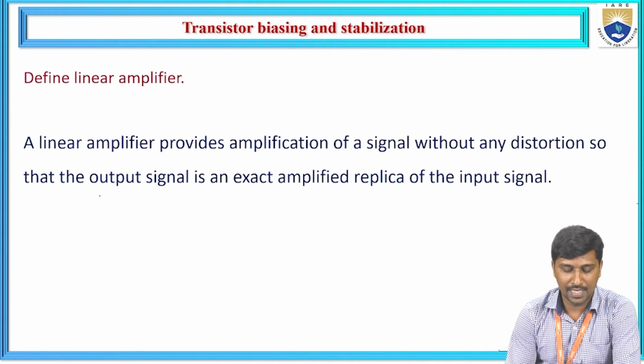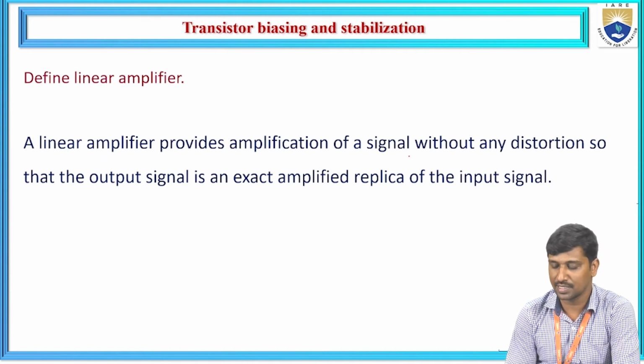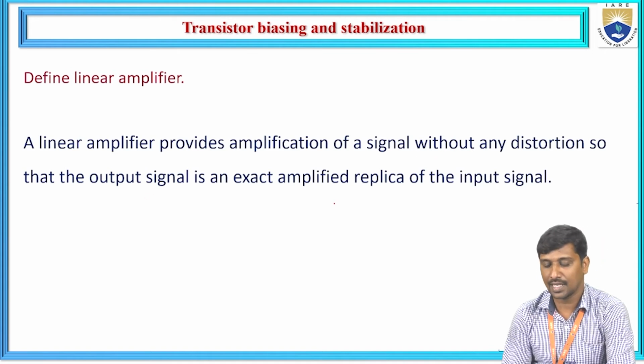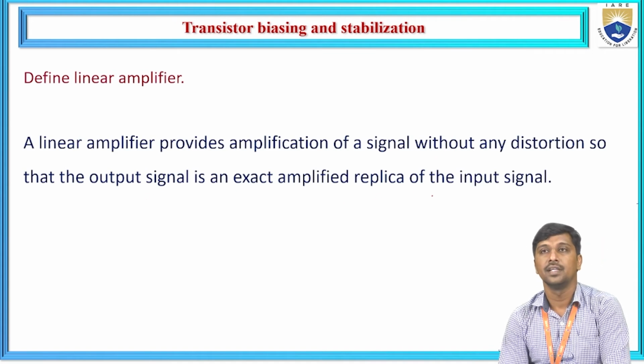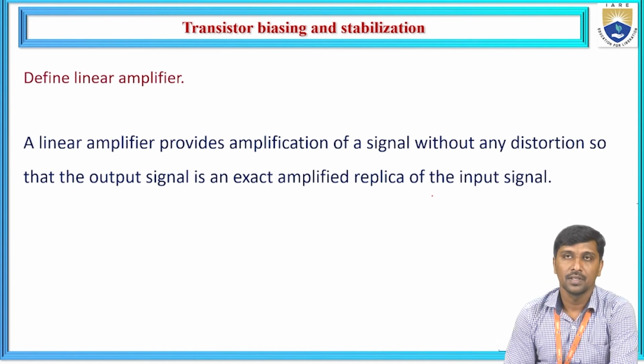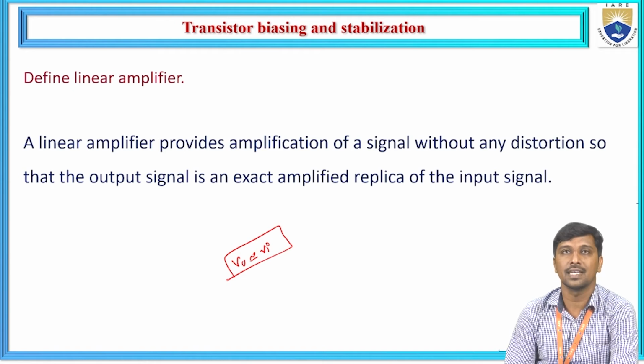Now define linear amplifier. A linear amplifier provides amplification of a signal without any distortion, so that the output signal is an exact amplified replica of the input signal. In most cases, an amplifier means generating the output signal without distorting the input signal. So at this point, Vo is approximately equal to the given input signal. That type of amplification process is called the linear amplifier process.